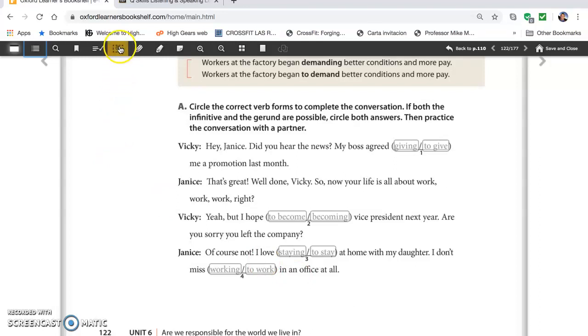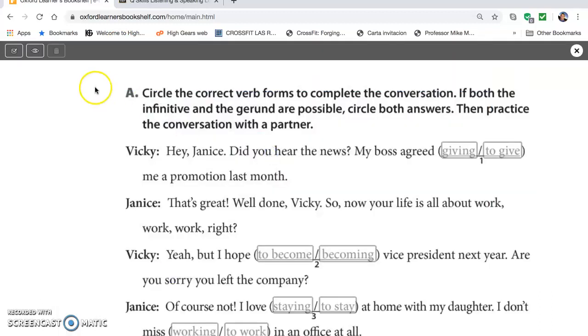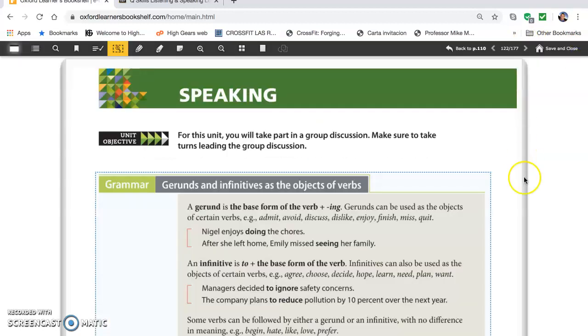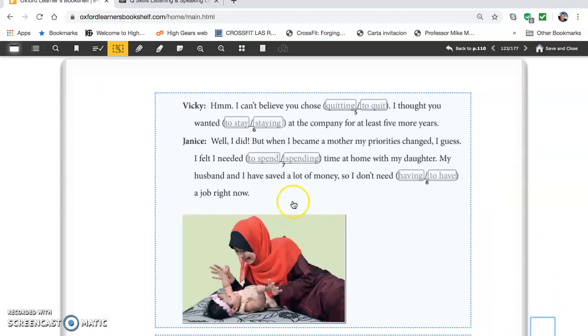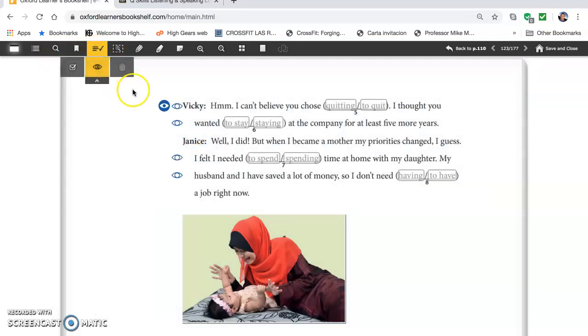Okay, let's have a look at the answers. Agreed to. Hope to become. Love is both staying and stay. And miss working. And let's look at the answers on the next page. Choose to quit. Wanted to stay. Need to spend. Don't need to have.